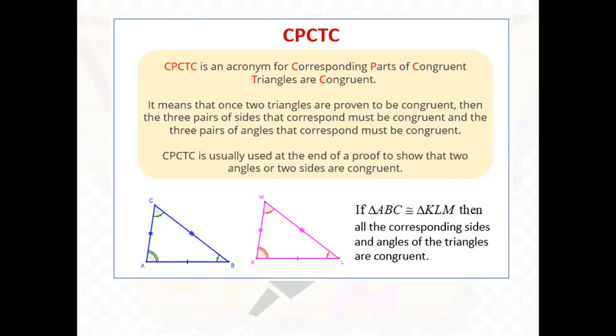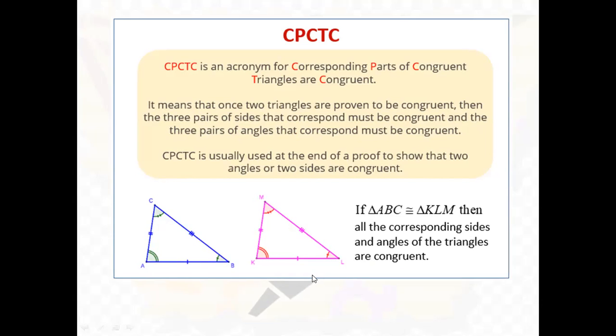Say that you have used the SAS theorem to prove that two triangles are equal. In the SAS theorem, you have used two sides and one angle, right? The sides which are not used and the angles which are not used, we say they are also congruent due to CPCTC. So here you can see if ABC is congruent to KLM, then all the corresponding sides and angles of the triangles are congruent.